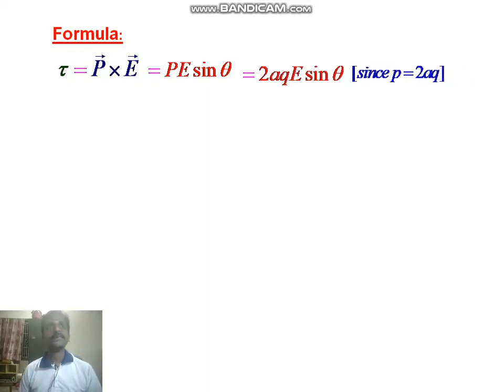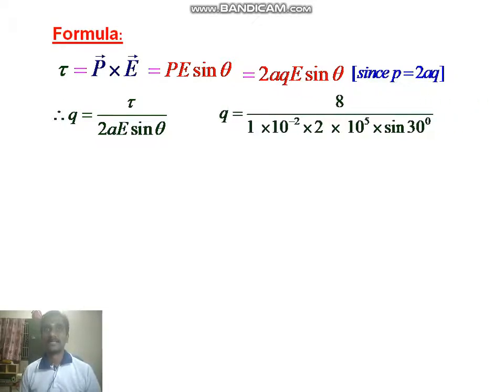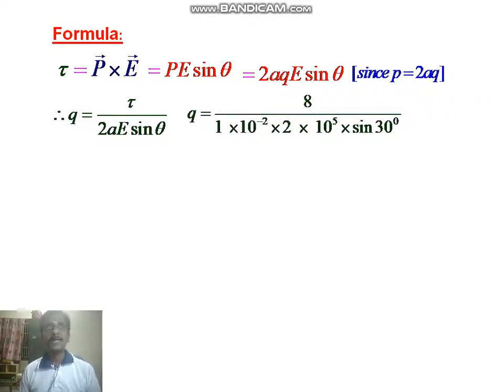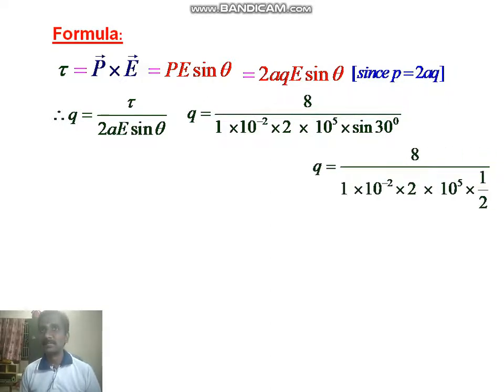So PE sin theta, இங்கே P அப்படிங்கிறது எதுக்கு ஈக்குவல்? 2AQ க்கு ஈக்குவல். அந்த எலக்ட்ரிக் டைபோல் மொமெண்ட் அப்படிங்கிறத படிச்சிருப்போம், அதோடைய ஃபார்முலா. ஸோ டோட்டல் ஃபார்முலா 2AQ E sin theta. ஸோ அப்போ Qங்கிற அப்படியே வச்சுட்டு 2A E sin theta இந்த பக்கம் கொண்டு வந்துட்டு torque by 2AE sin theta அப்படிங்கிற ஃபார்முலா வரும். ஆனால் நம்ம கண்டுபிடிச்ச given data இருக்கக்கூடிய வேல்யூஸ் அப்பெல்லாம் சப்ஸ்டிட் பண்ணுறேன். ஸோ Q equal to 8 by 2A, that is 1 into 10 power minus 2 into 2 into 10 power 5 into sin 30. இந்த sin 30 degree அப்படிங்கிறது 1 by 2 க்கு ஈக்குவல்.